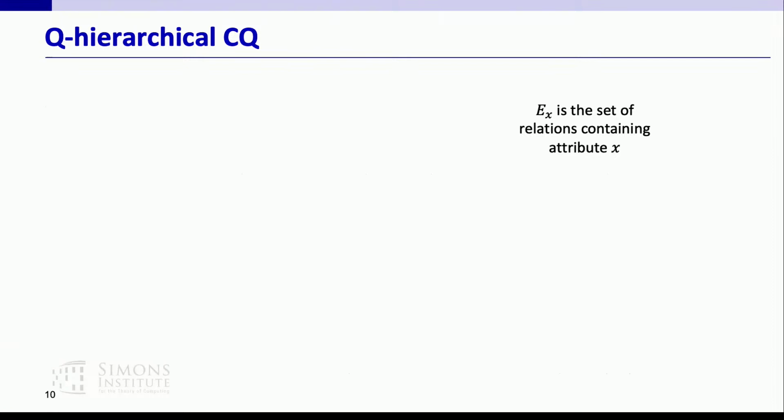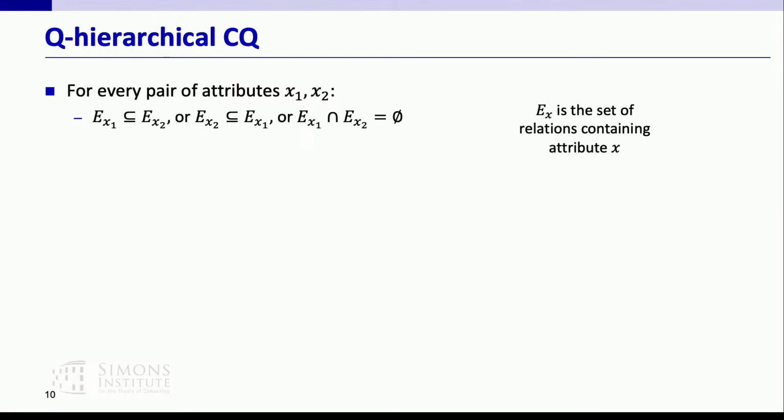There's some nice property about the generalized join tree. The first one is how to connect these two: Q hierarchical queries. Q hierarchical is a very special class of queries where for every pair of attributes x1, x2, EX is the set of relations containing attribute X. So there is some hierarchy between the sets of relations containing these two attributes. And more importantly, if one attribute is an output attribute, and EX1 is a proper subset of EX2, then X2 should also be an output attribute.